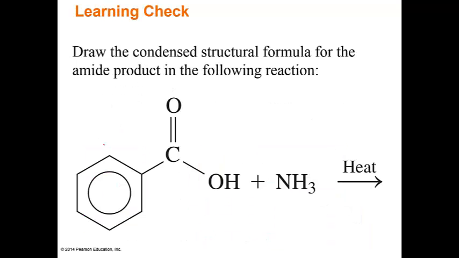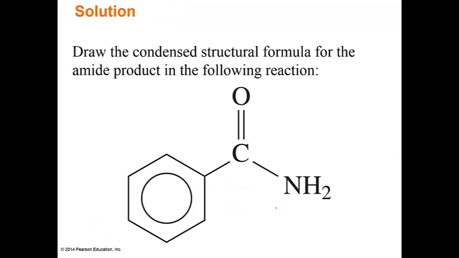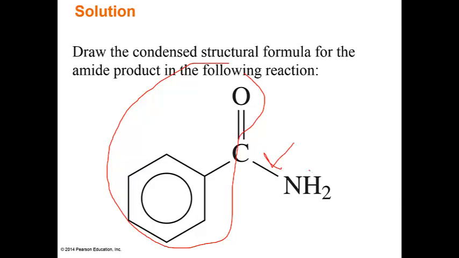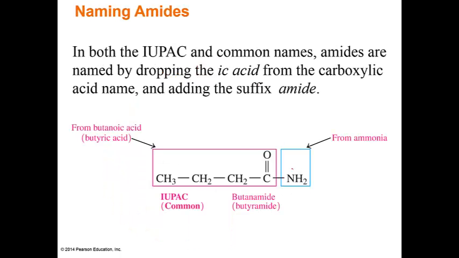All right. So if we draw the condensed structure, well, what's going to happen here? Well, the NH3 is going to get rid of that OH, and it's going to turn into NH2. All right. See, same basic structure, but we kicked out the OH, and the NH2 took its place.